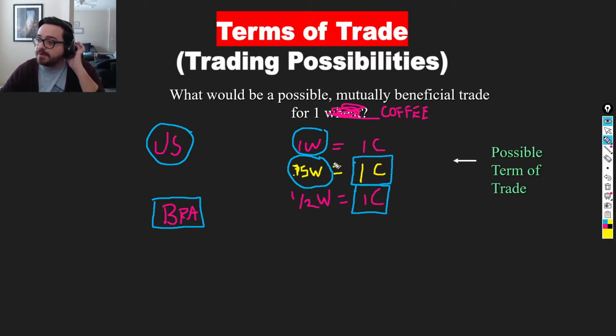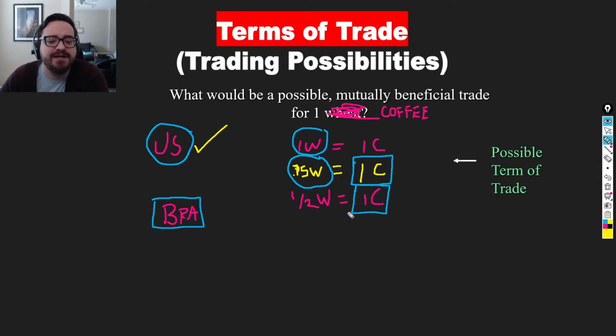So here's how I'm going to logic it. The U.S. used to give up 1 wheat for 1 coffee. Now the U.S. is giving up 0.75 wheat for 1 coffee. Is that good for the United States? Yes, because they're giving up wheat. By circling, I know how to phrase it. What I've circled here is what I'm giving up. U.S. is giving up wheat for coffee. Cool. They're giving up less wheat for coffee. So that is good for the United States.